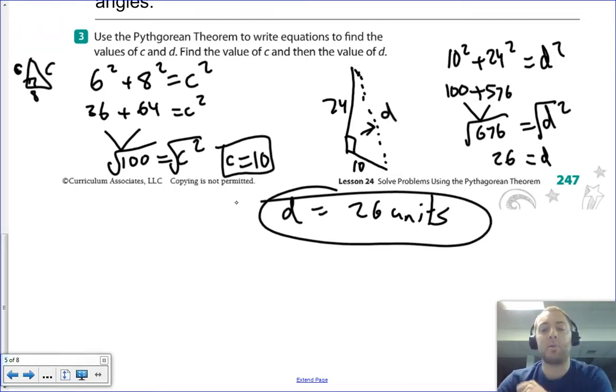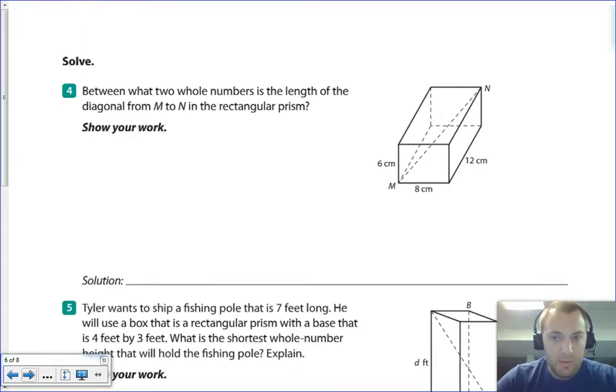So it's a two-step problem for most of these, because as you notice, if we're trying to find D, to make a right triangle, you needed one other side, and so we had to use the Pythagorean theorem to find C. I'm not going to do every one on the back.